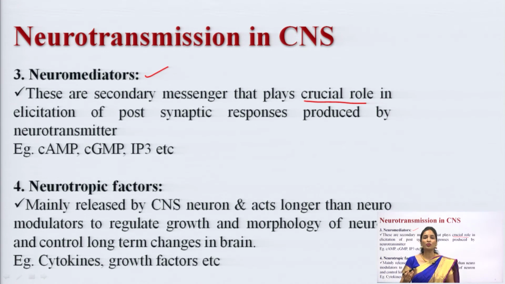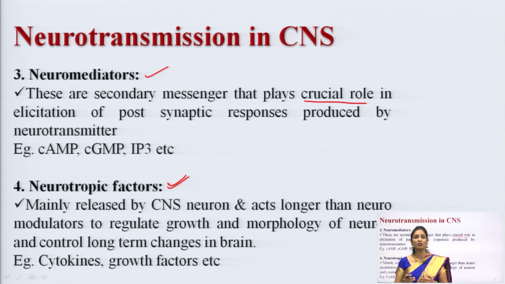And what is the fourth process in neurohumoral transmission in the CNS? Fourth one is neurotropic factors. The major difference between the neurotropic factors and a neuromodulator is that a neuromodulator is released by the neuron and shows a slower action, but neurotropic factors are also released by the neuron, and their action is somewhat longer than that of any neuromodulator. What are examples that fall under neurotropic factors? Cytokines, growth factors.